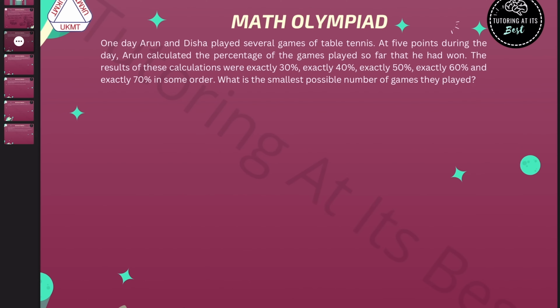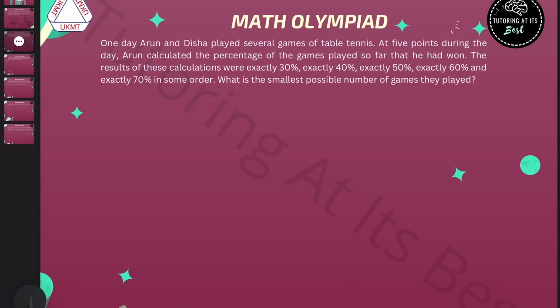One day, Aaron and Disha played several games of table tennis. At 5 points during the day, Aaron calculated the percentage of the games played so far that he had won. The results of these calculations were exactly 30%, exactly 40%, exactly 50%, exactly 60%, and exactly 70% in some order. What is the smallest possible number of games they played?